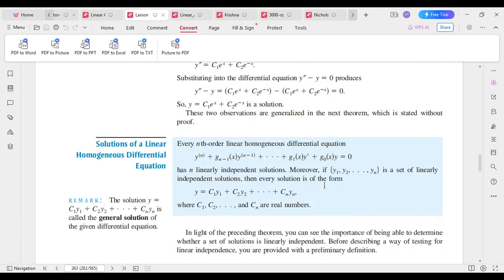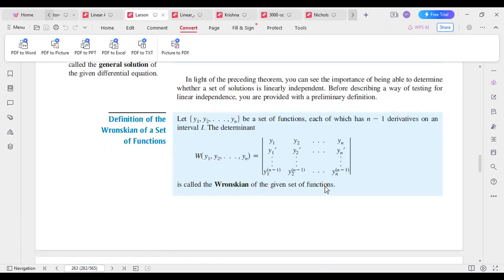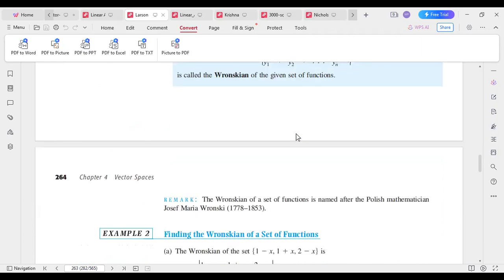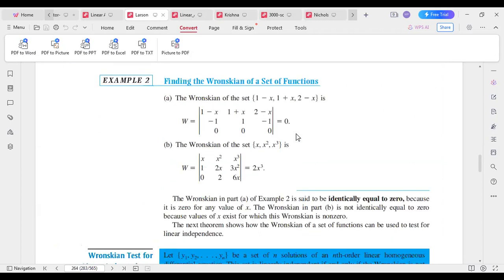This is the definition of the Wronskian, used to test the linear dependence or independence of solutions of a differential equation. This is the formula. And suppose for finding the Wronskian, the set 1 minus x, 1 plus x, and 2 minus x, what will it be? This is the given y1, y2, y3, and the differentiation of y1, y2, y3, and the second differentiation. So the Wronskian will be this, just a determinant.